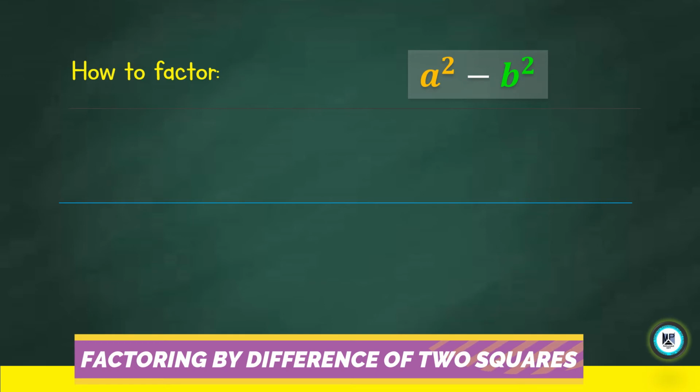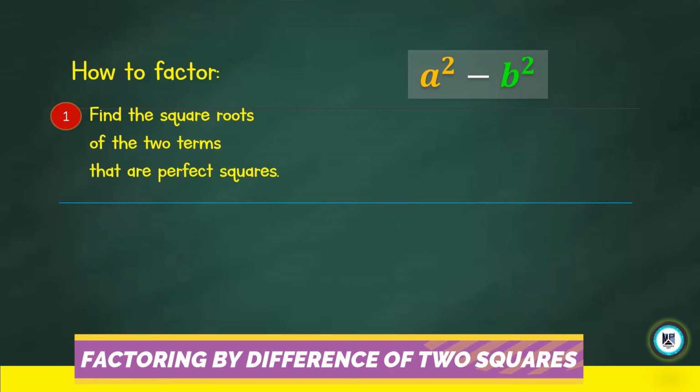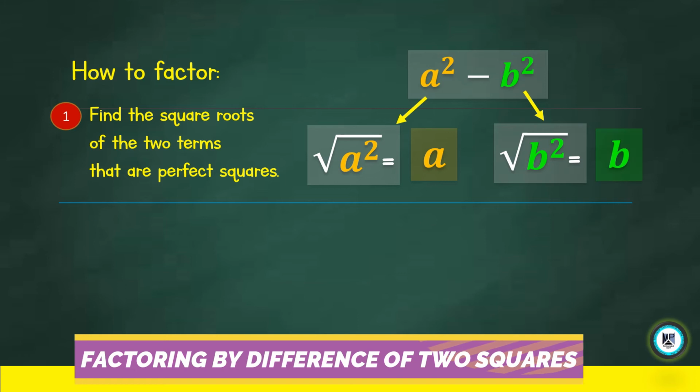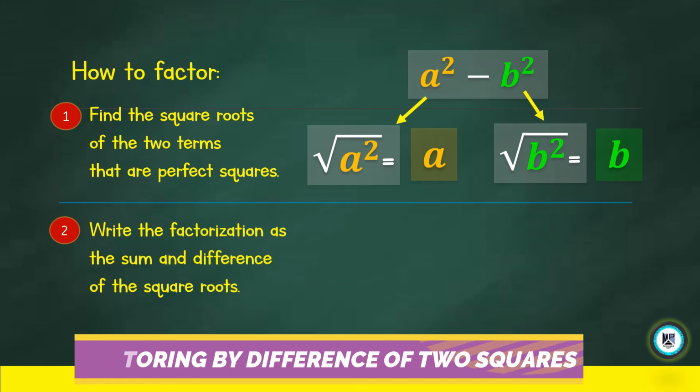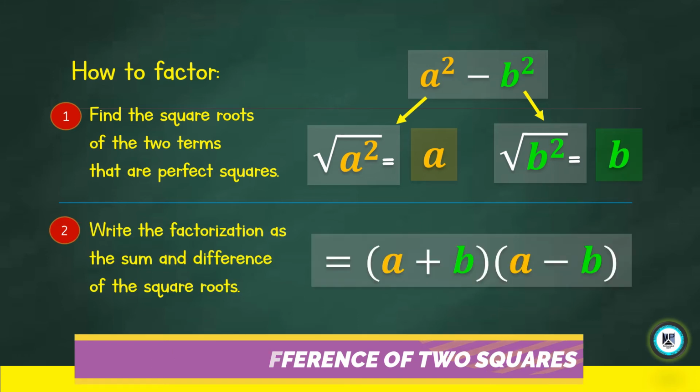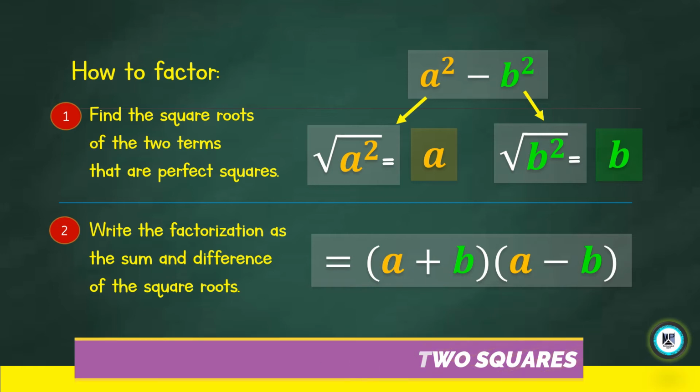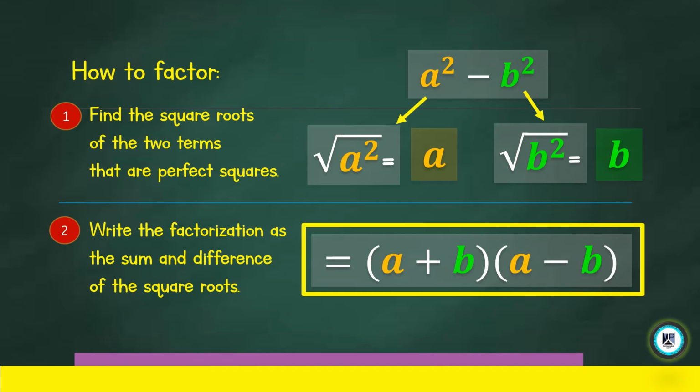This would be our steps in solving it. Number 1. We find the square roots of the two terms that are perfect squares. Number 2. We write the factorization as the sum and difference of the square roots. Or you may simply follow this pattern. The product of a plus b and a minus b. Alright, now let's try to solve problems like this. Let's have our first example.